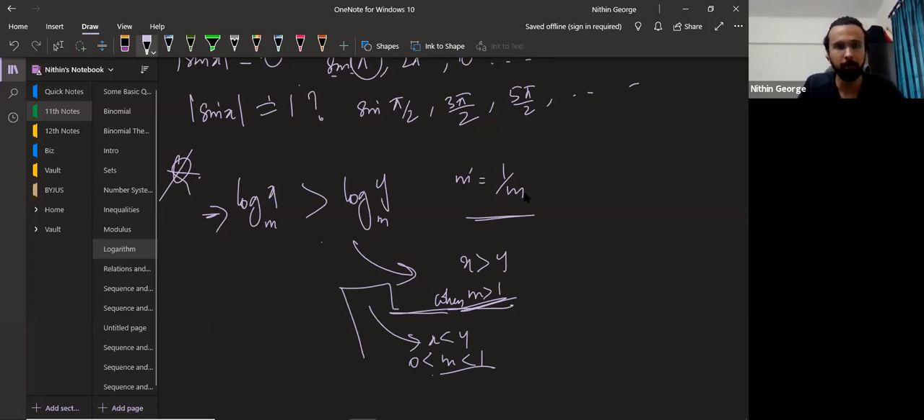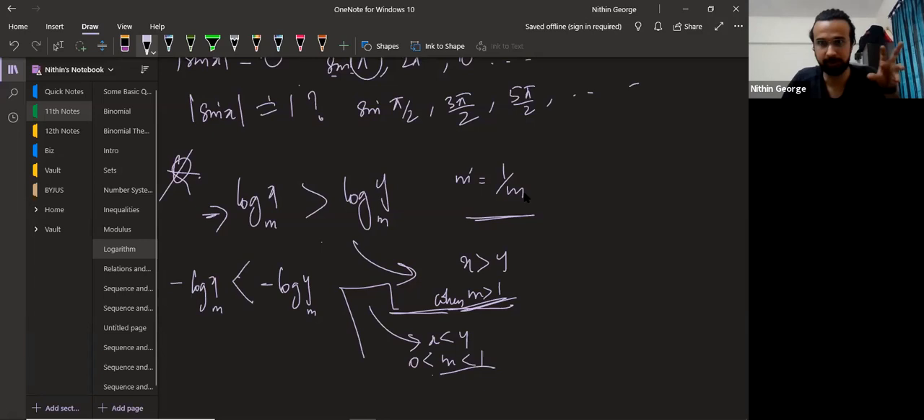So what I'll do is, log x to the base m greater than log y to the base m, I'm going to multiply both sides by -1. What happens to the inequality sign? It flips. Whenever you multiply an inequality by a negative quantity on both sides, the inequality flips. The sign just changes. All right, so that's why you got the lesser than sign. Now I am going to take this negative as the power of the denominator. Does that make sense?